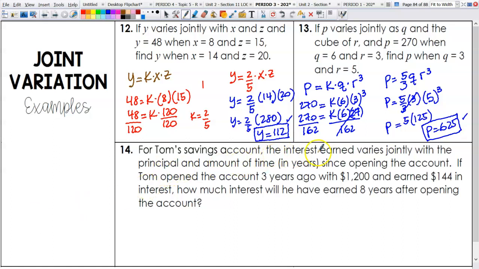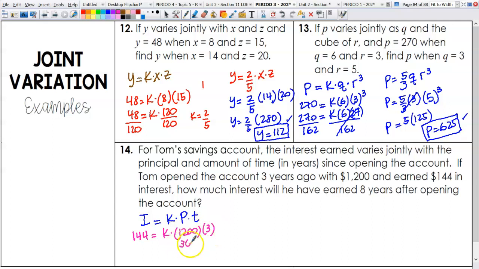So for Tom's savings account, the interest earned varies jointly with the principal and the amount of time in years since opening the account, right? So let's say I is the interest, we are looking for K, P is the principal, and T is the time. So we are looking first for the constant of variation, and the interest that he earned was 144. The principal was 1200, and the time was 3.